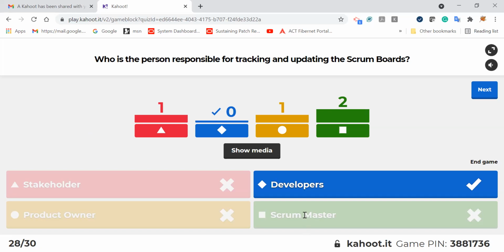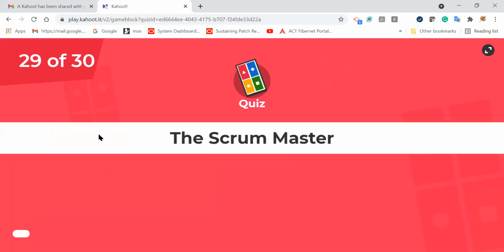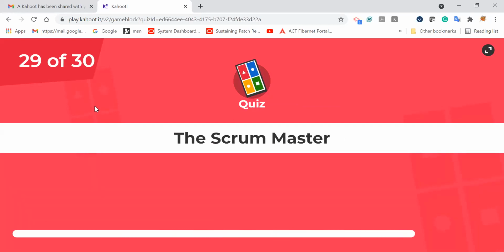And the Scrum Master ensures who is doing the tracking and updating. If a Scrum Master notices a person from the development team is not updating the statuses correctly, then he informs the development team. He helps them update regularly. Again, he is not responsible. Okay. Okay then. The Scrum Master.